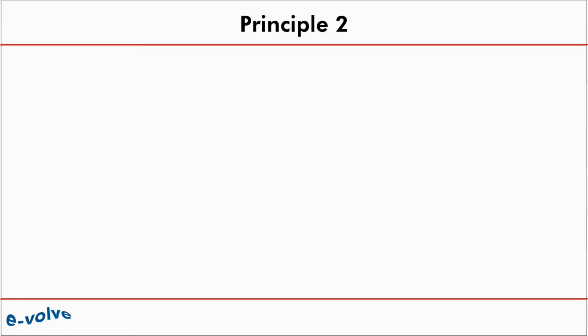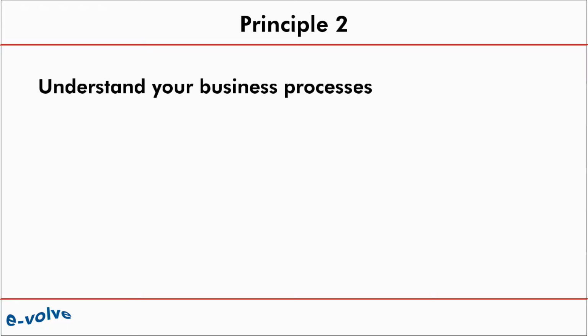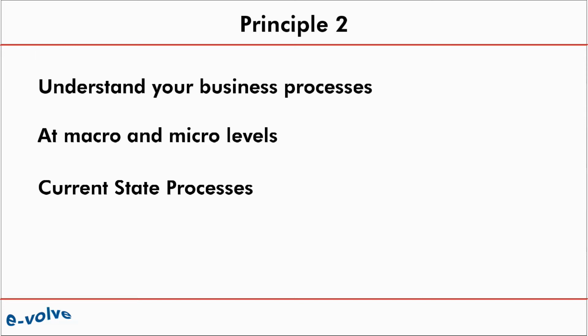So here's principle number 2. Understand your business processes. You need to understand them at a deep level, and you need to understand them as they exist now in the current state before you commit resources to creating a future state set of business processes in your new software.